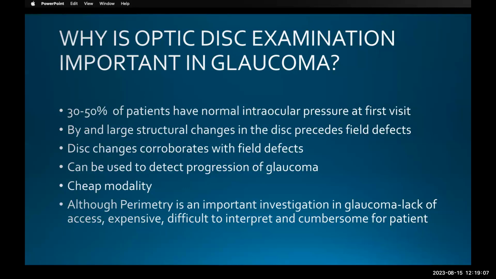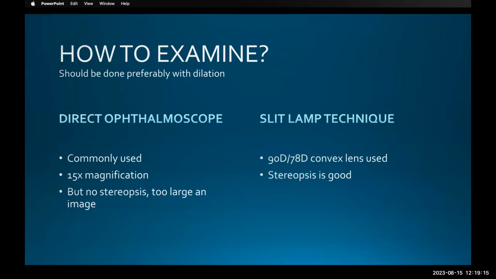Although perimetry is an important investigation in glaucoma, it has been seen that there is severe lack of access. It is expensive, it is difficult to interpret, and it is cumbersome for the patient. How to examine the optic disc? It should preferably be done with dilation. There are two modalities, direct ophthalmoscope and slit lamp examination.